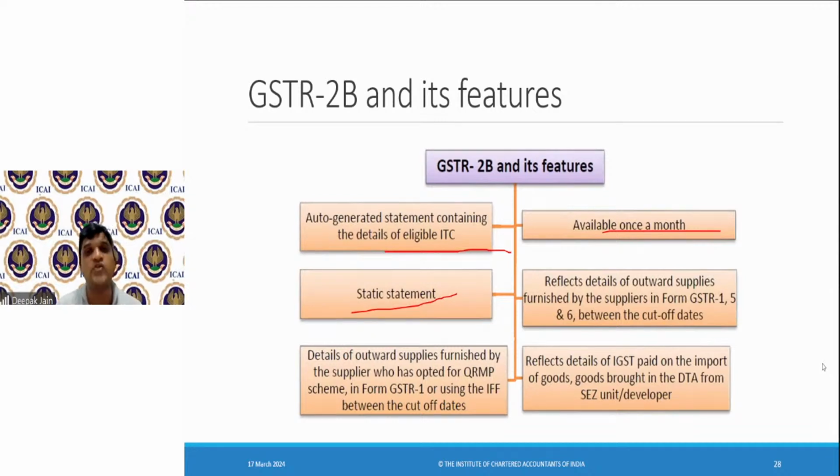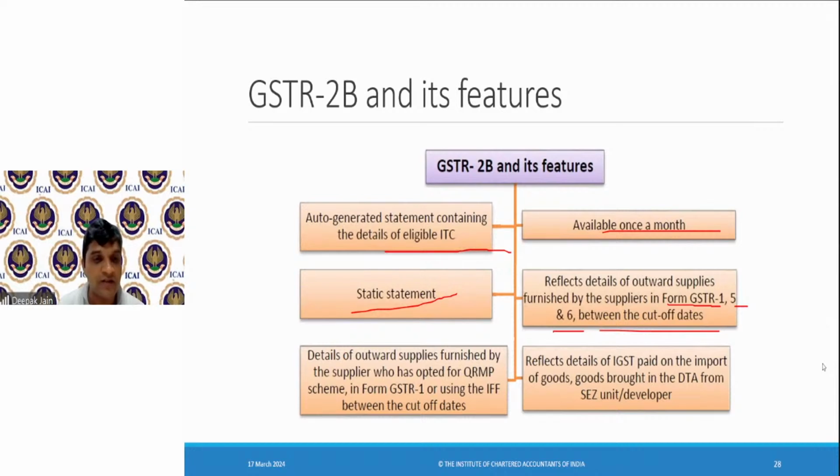Dynamic means it keeps changing every time. Why does it change? Because based on your supplier, if he has uploaded 2023's data now, your GSTR-2A will change, but GSTR-2B will not change. It will show in this month's 2B saying that this is for that month's invoice. Then it reflects the details of outward supplies furnished by the suppliers in form GSTR-1, 5, and 6 between the cutoff dates. Between the cutoff dates, if they have reported on a timely basis, then it will come in your GSTR-2B. Otherwise, it will come in next month's 2B.